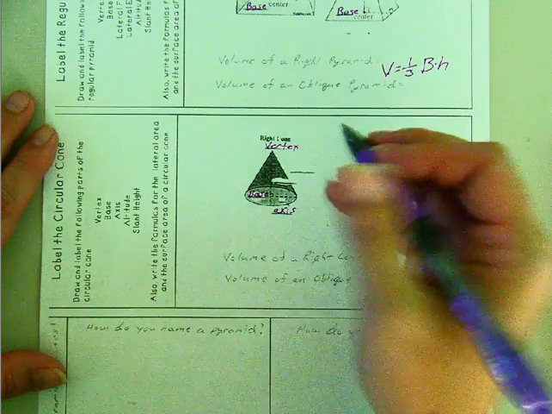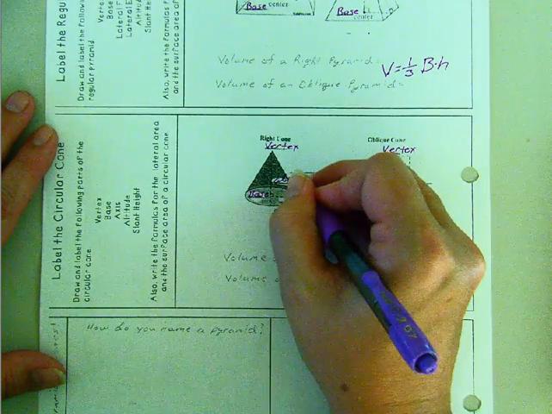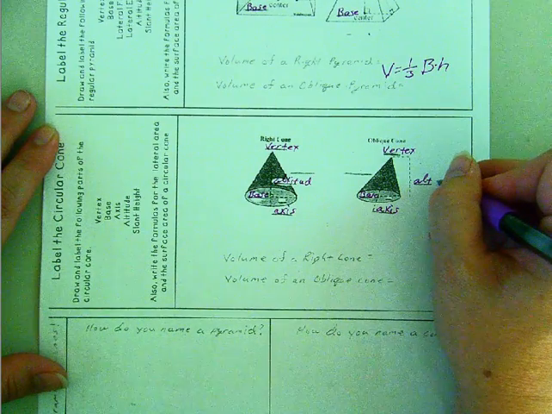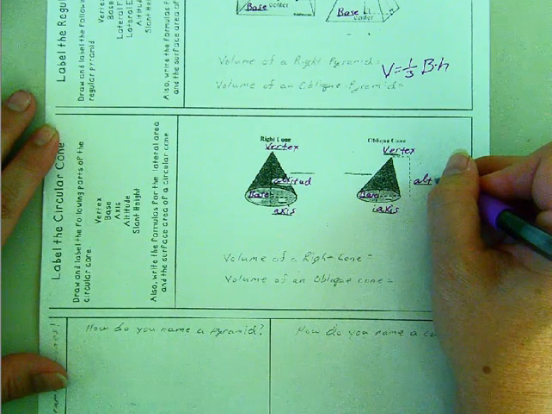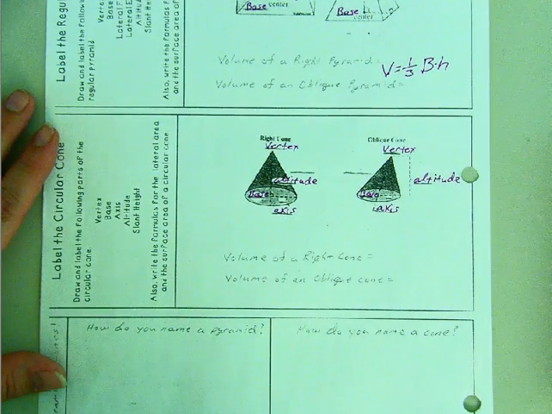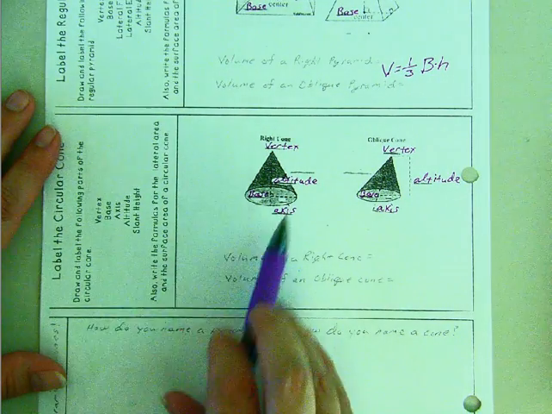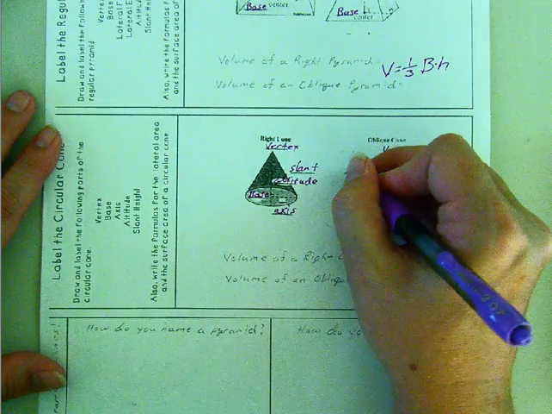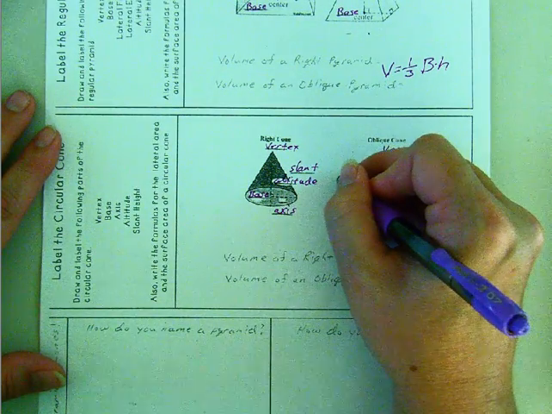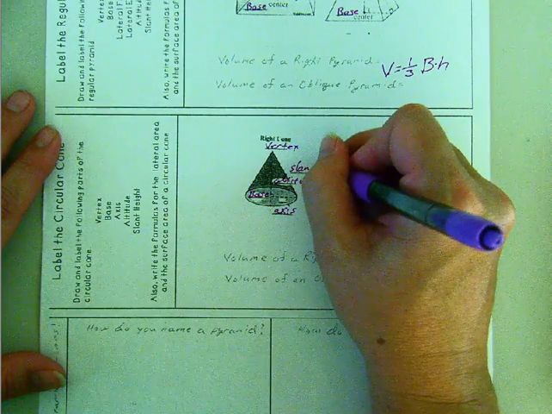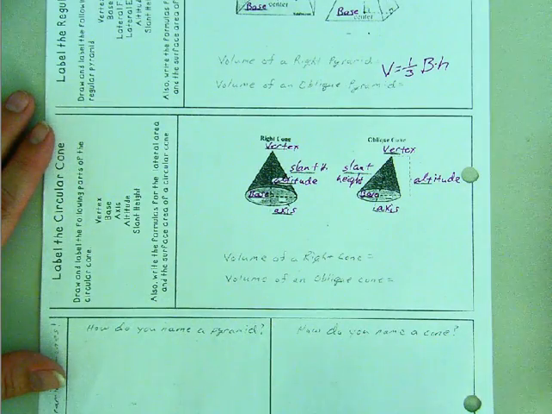Altitude, like our height. So it has to be perpendicular to our base. Got my E over here. Okay, and then slant height, again, that's that slanted piece. And I'm just going to put H there because I kind of ran out of room.